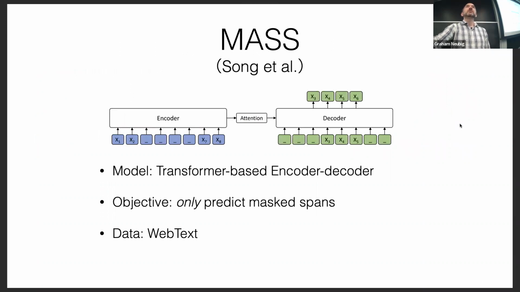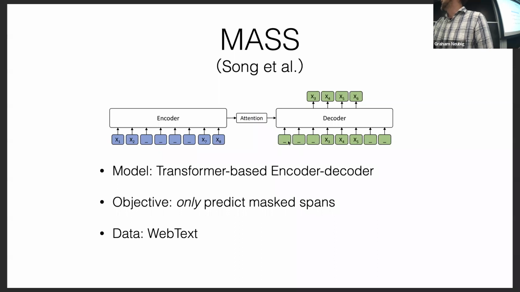So MASS was kind of the first popular method for doing this sort of encoder-decoder pre-training. And the way it worked is essentially they have an input sequence, X1, X2, all the way up to X8. And they mask out some sequence or sequences in the input. And then on the output side, they predict the masked sequence. So here you can see they masked out X3, X4, X5, X6. And then they tried to predict X3, X4, X5, X6 on the output.